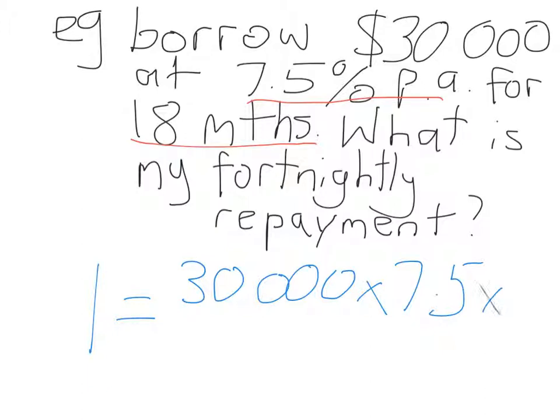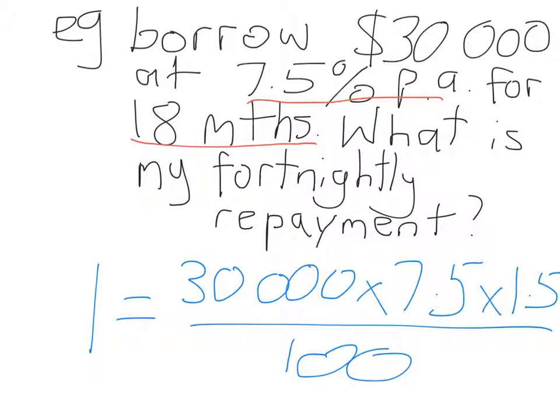18 months is actually 1.5 years. So we just times by 1.5 instead of 18. Now the rate and the time, the length of the loan, are both in years, so we can just use our formula as normal. So that equals 3,375. Okay, so that's the amount of interest.